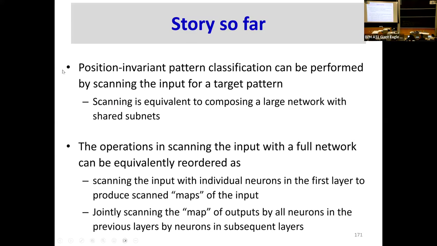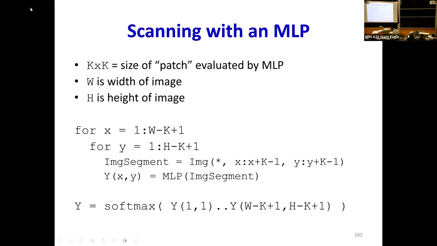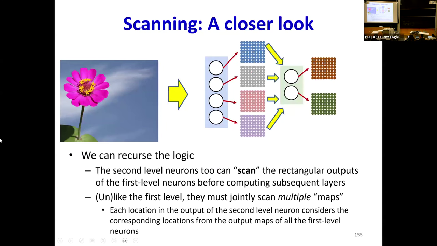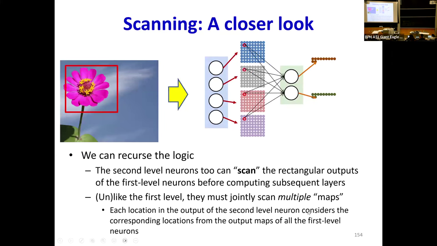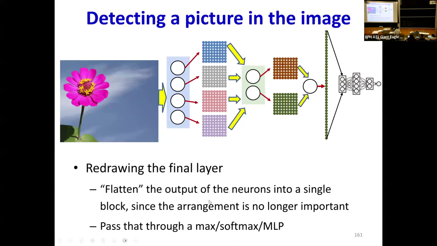Anyway, so the story so far. Position invariant pattern classification can be performed by scanning the input for target patterns. And scanning is equivalent to composing a large network with shared subnets. And the operations in scanning the input of the full network can be equivalently reordered as scanning the input with individual neurons in the first layer to produce scan maps of the input. And then you're jointly scanning the maps produced by the previous layer neurons. The joint scanning is kind of important in that when you look at what the second layer neuron is doing, the second layer neurons are actually simultaneously scanning all of the maps produced by the first layer neurons. Right.